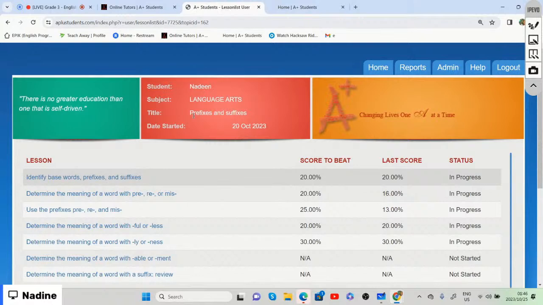And we said with -full, it's full of something. -Less, it's without. -Li means in a state of something. And then we also have -ness. It's like being able to be blind or poor or bold and so on.